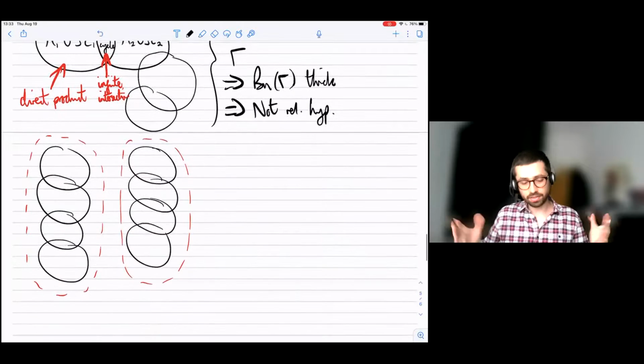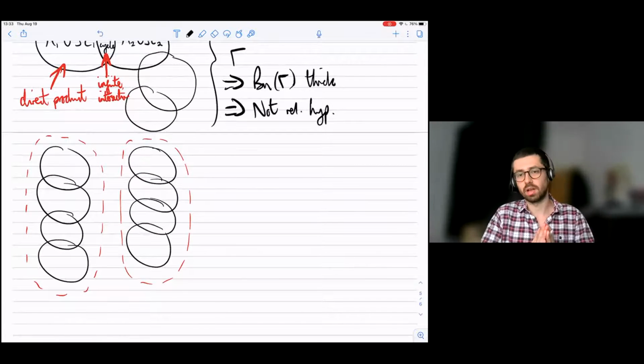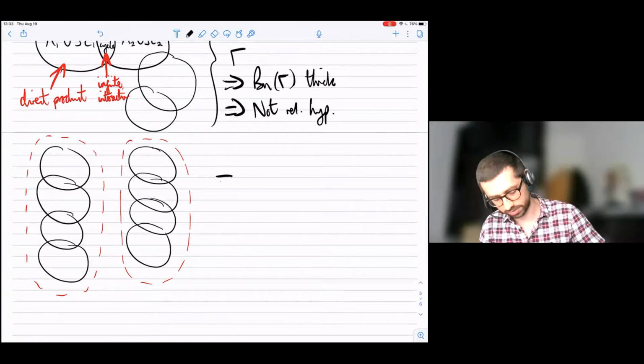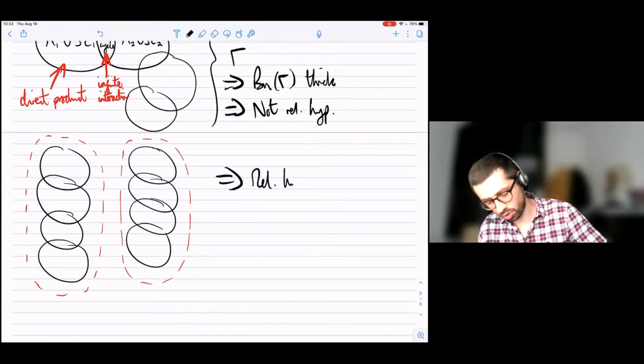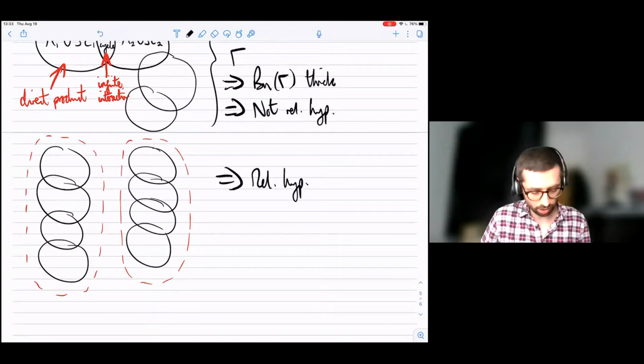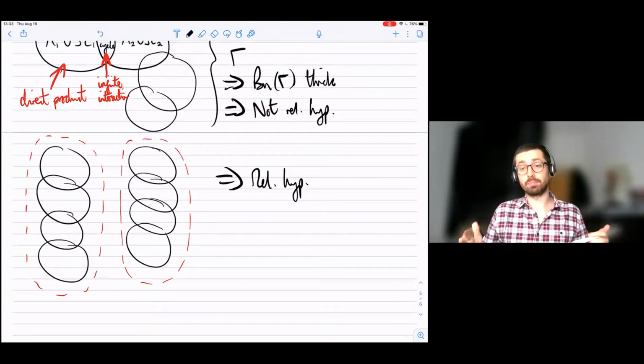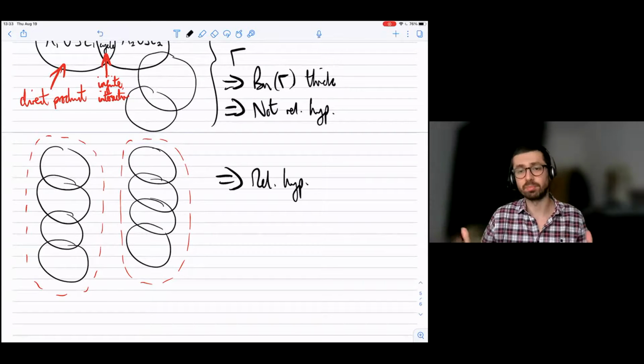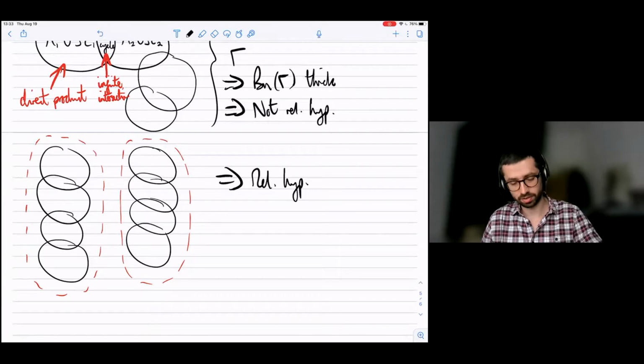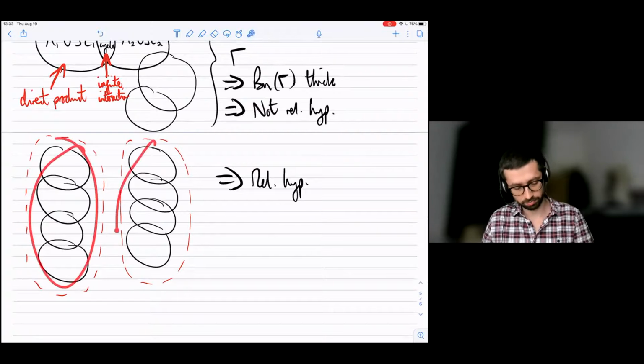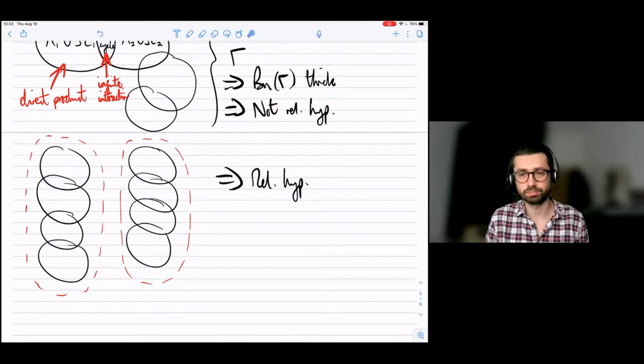Otherwise, if we can take maximal chains and isolate them, then this gives us relative hyperbolicity, where the peripheral subgroups are given by the groups generated by these maximal chains.